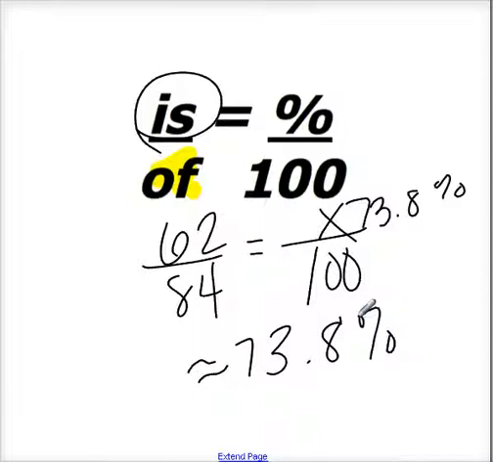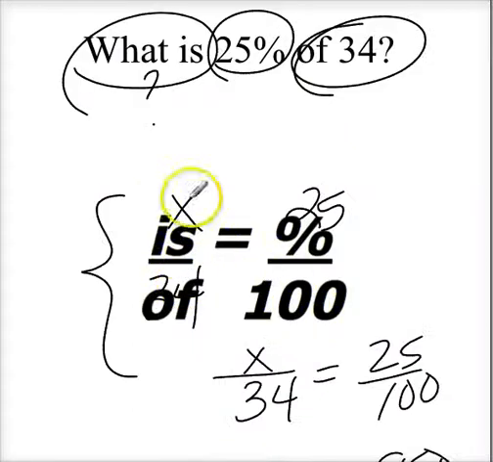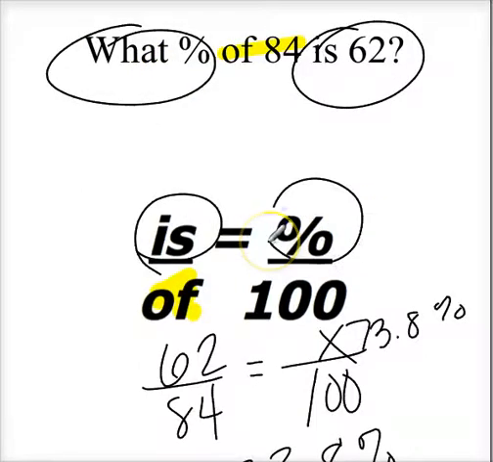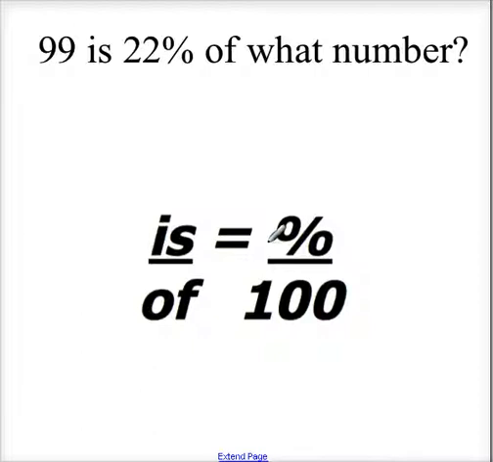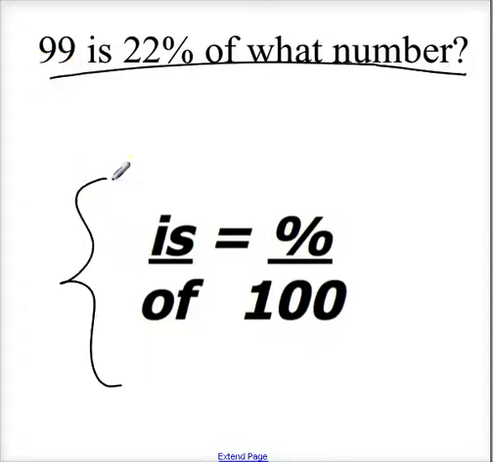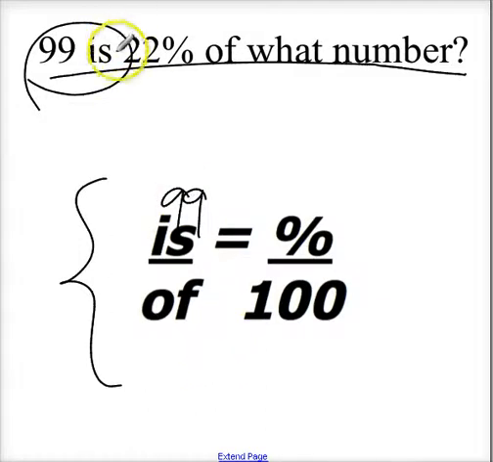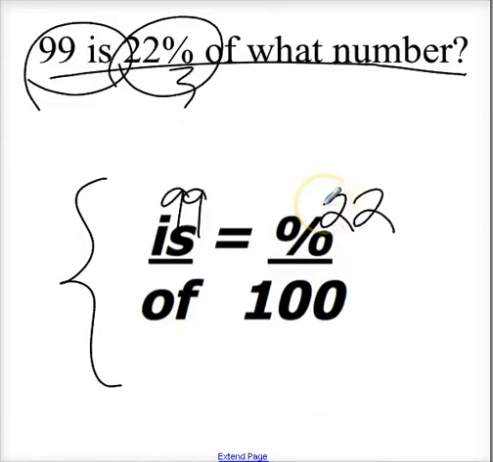Okay, so in the last problem we were looking for the is, then we just solved one and we were looking for the percent. Here's one where we're probably solving for the of. 99 is 22% of what number? So you need to be able to read these problems and put them into this formula. 99 is, well, 99 is on top. 22%, when you see the percent sign, that's a giveaway to put it on top of 100.